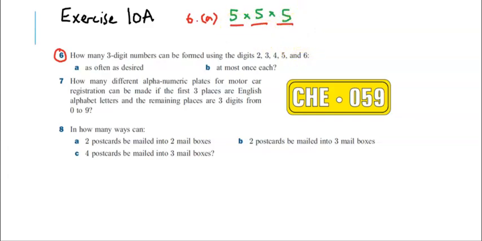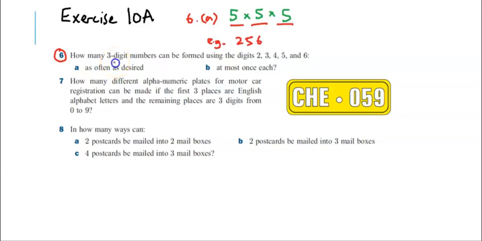number 3. Just as an example, we could choose the digit 2 to go in the first position, we could choose the digit 5 to go in the second position, and we could choose the digit 6 to go in the third position. So 2, 5, 6 would be a 3-digit number.